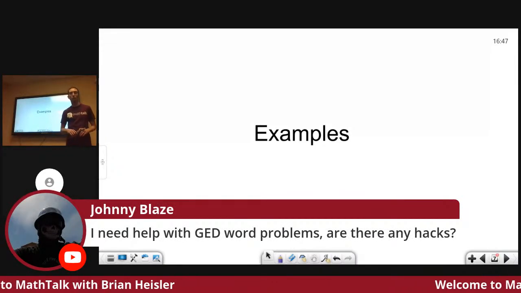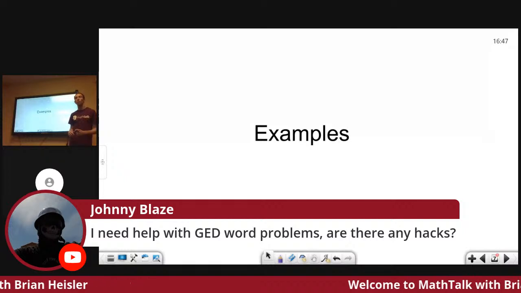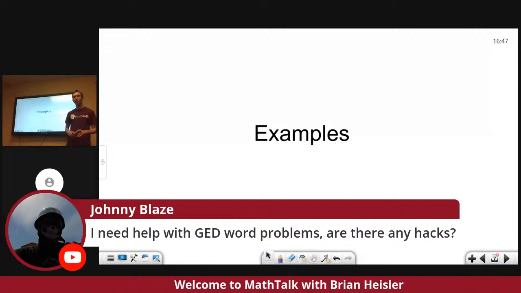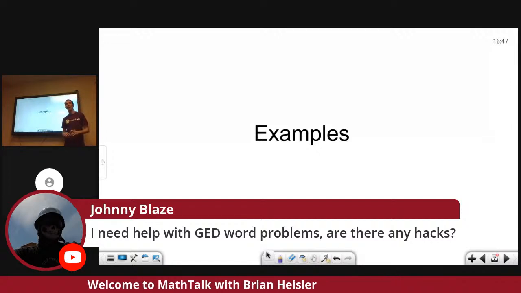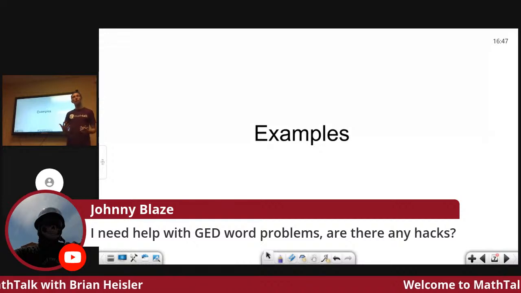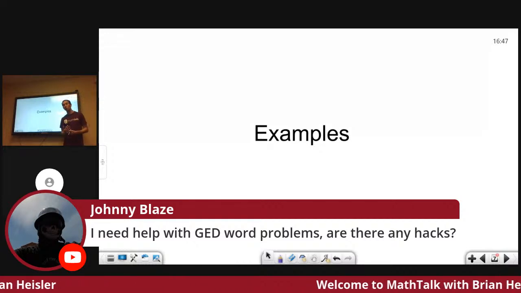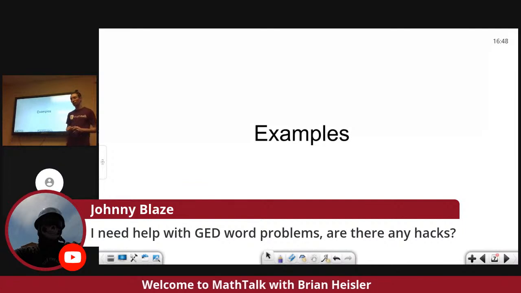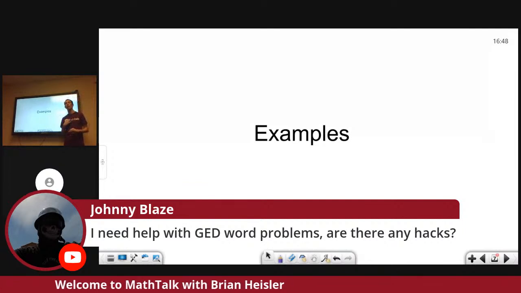Okay, so we have a question that says, I need help with GED word problems. Are there any hacks? Great question. Great phrasing, by the way, too. I like that. Any tips, tricks, and hacks to make things easier. That's great. So what I would recommend is, with word problems, which we're actually going to get to in a little bit, I have a couple of word problems set up, so I'll make sure to address those when they come.